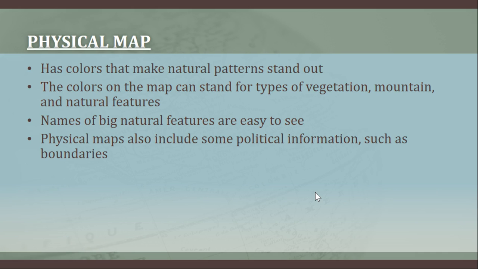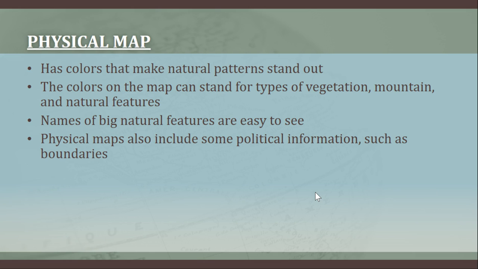Okay. Now, the next kind of map is a physical map. This is something that will show you natural features, right? Most of the time, there are going to be colors that correspond with those features, so you can see patterns. Really good examples are vegetation, elevation, rivers, whatever. A lot of times they'll have names of natural features, but that's not a guarantee.